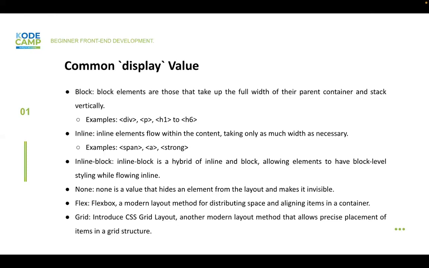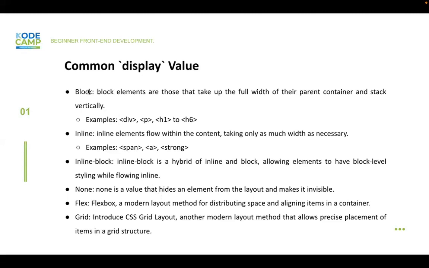The block elements are those that take up the full width of the parent container and stack vertically. When you give an element or a class a display property of block, it's going to take the entire width. For example, let's say this is a single element. If you give this display of block, it's not going to allow any other thing to come on this line. It's going to take the entire width of this row. So that's what block display does.